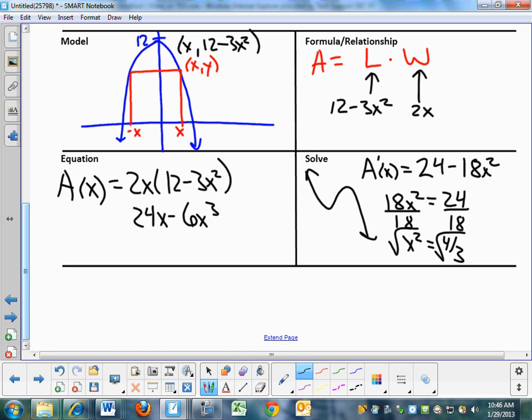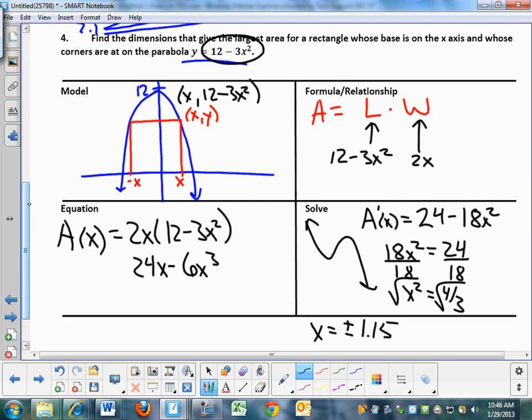Somebody got a calculator? So do we want the positive one or the negative one? It technically really doesn't matter. You've got x and negative x. The idea is we just want 1.15 in each direction. So how about this, though? The original question is, what are the dimensions? And the dimensions are the length and the width. So if x is equal to 1.15, what would the width be? 2.3. So we have the width equal to 2.3.